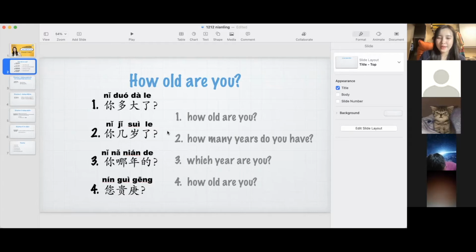你几岁了. And the third one, this one is really common, for me at least, because people are really sensitive about their ages, and we don't directly ask, how old are you? We just ask, which year are you? It's like your birth year. Which year were you born? So this is the way we ask about age.